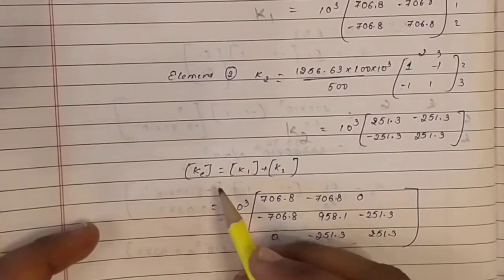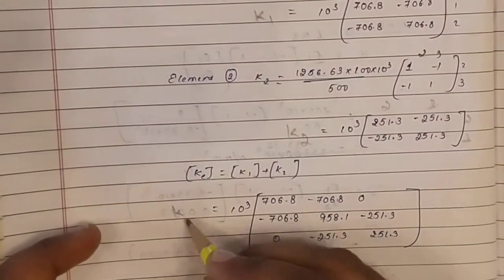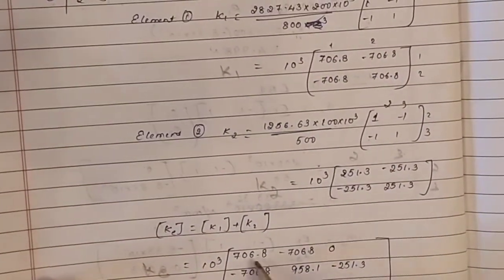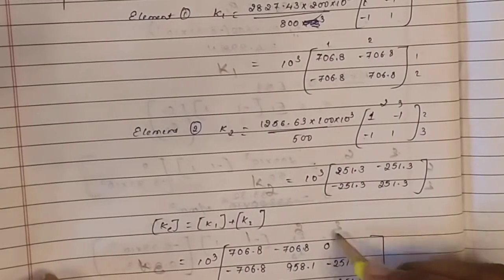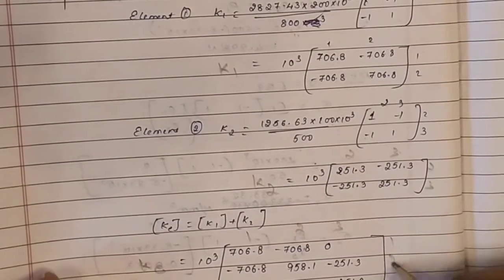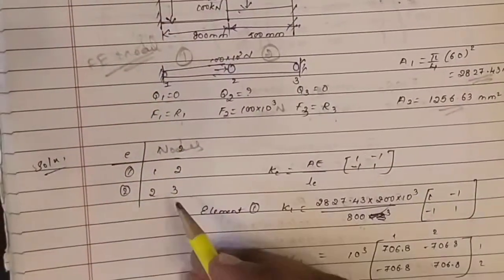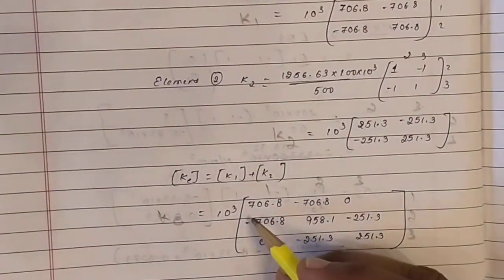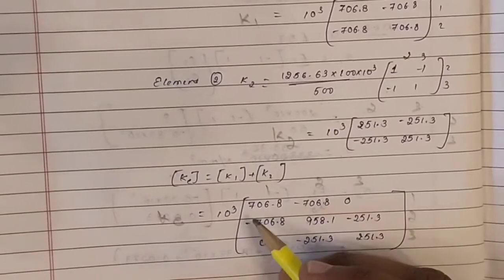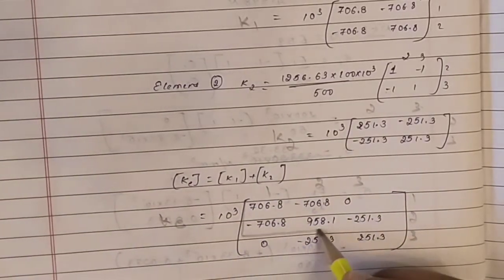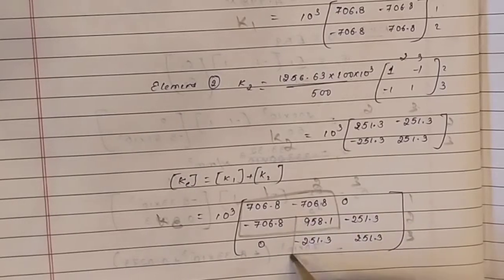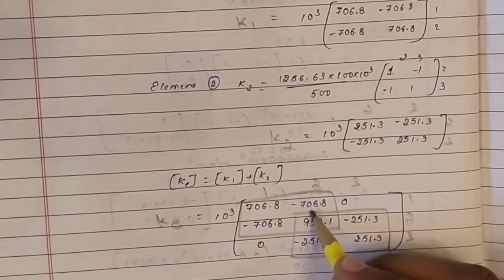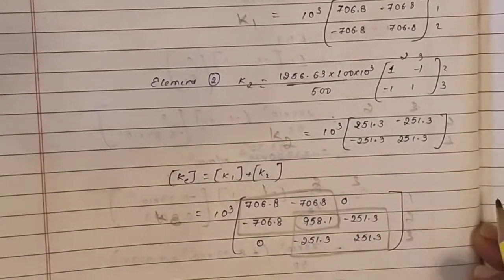Next, write the global stiffness matrix. K is equal to K1 plus K2. 10 power 3 is common in both the matrices. The size of the matrix is 3 cross 3, because the maximum node number is 3 here. Wherever there is 1 1, write the first one, and wherever there is 2 2, write the second one. So these will be added.